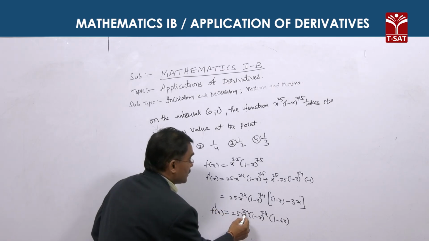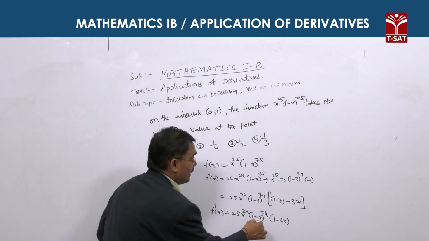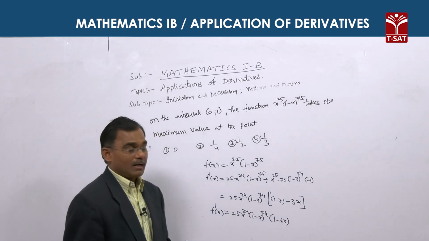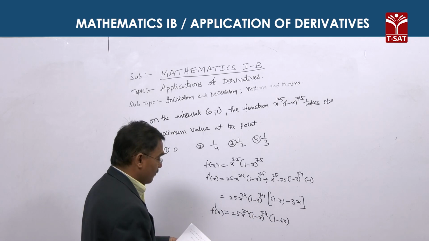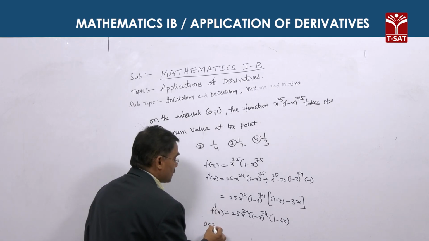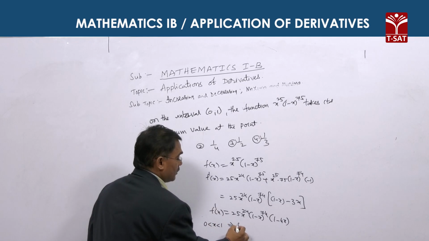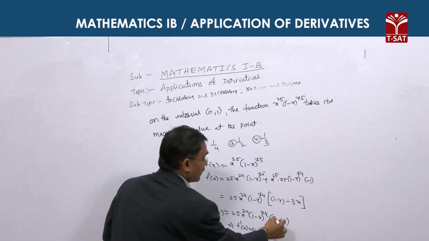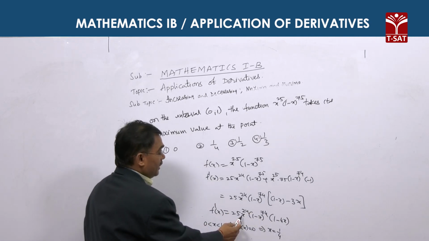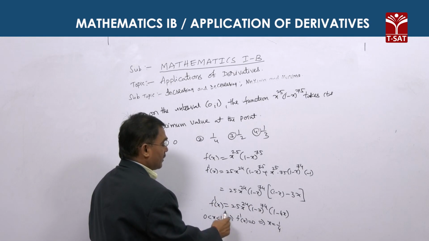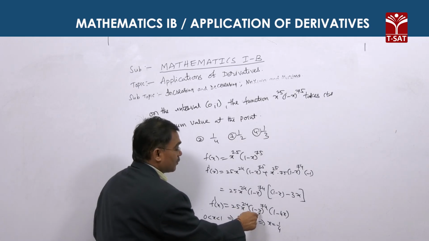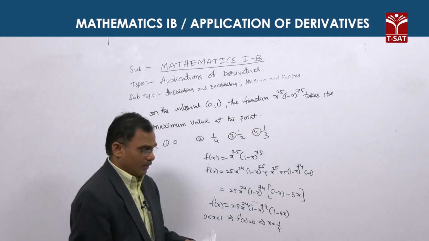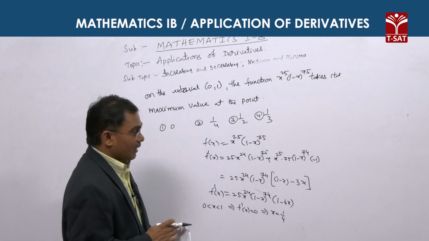We observe x power 24, being an even power, is always positive, and 1 minus x power 74 is also always positive. The one deciding factor is 1 minus 4x. In the interval 0 less than x less than 1, f dash x equals 0 implies x equals 1 by 4. Here x is not equal to 0 and x is not equal to 1, and since the powers are even, only 1 minus 4x equals 0 gives x equals 1 by 4.